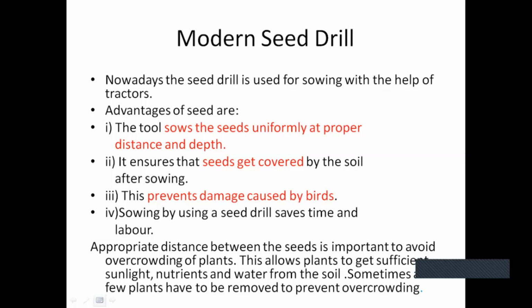So it is very, very important that the farmer makes sure there is no overcrowding in the field. After the seeds grow, he has to remove the crowded seedlings from the field, so that the plants get proper nutrients, sunlight and water to grow, and they will grow healthier. Yes, I hope you understood what I just explained.